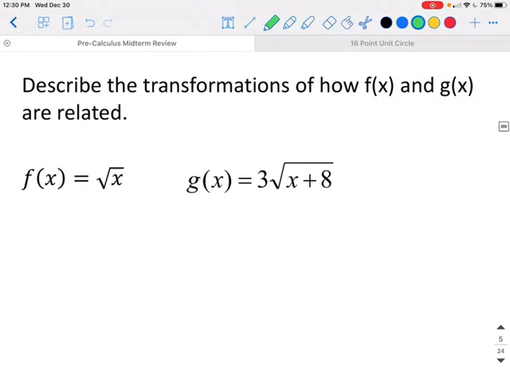Describe the transformation of how f of x and g of x are related. So because we have the 3 multiplied out front by the entire function, this means it's going to be vertical. Since the value is greater than 1, it is going to be expanded vertically by a factor of 3.